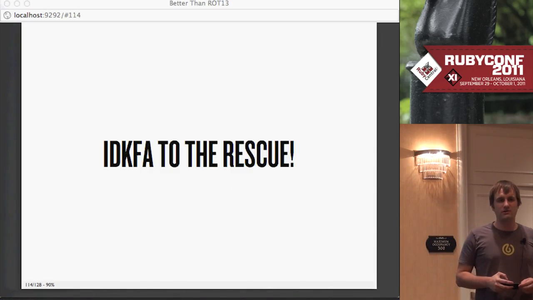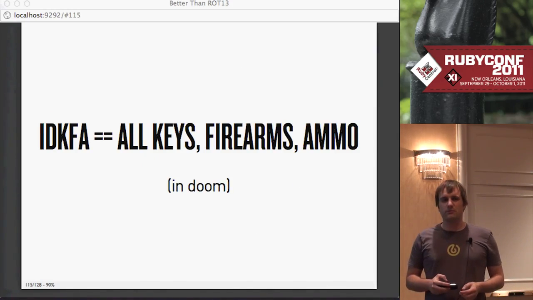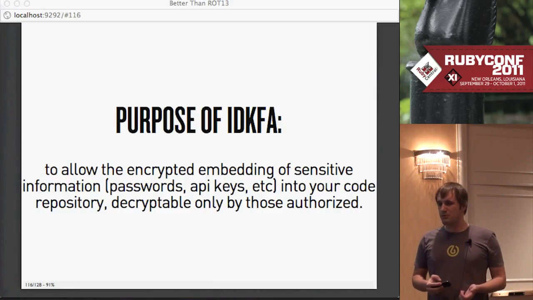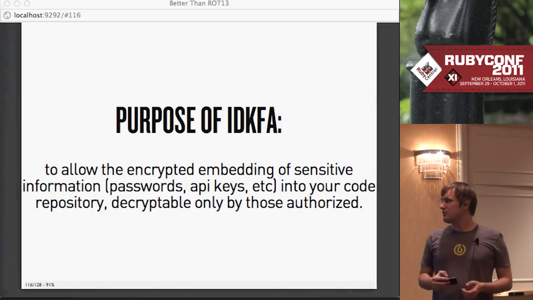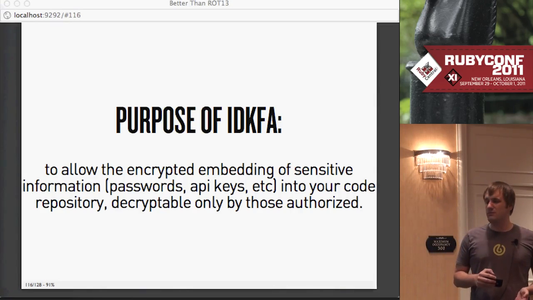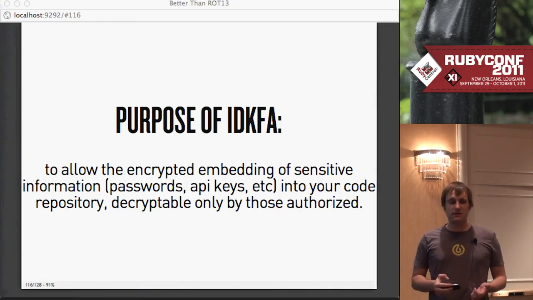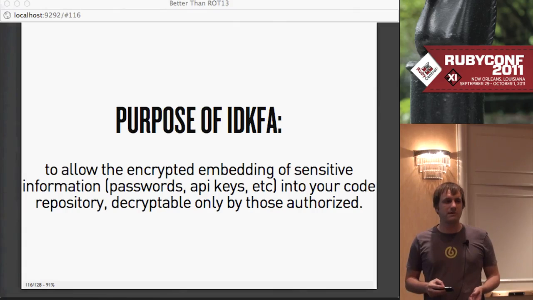So I'm running a gem called idkfa. I haven't finished it yet. But it comes from the cheat code in Doom, where it gives you all keys, firearms, and ammunition. I'm really concerned about the keys in this case. So the purpose is to allow the encrypted embedding of sensitive information like passwords or API keys into your code repository. And it's decryptable only by the authorized people or servers.